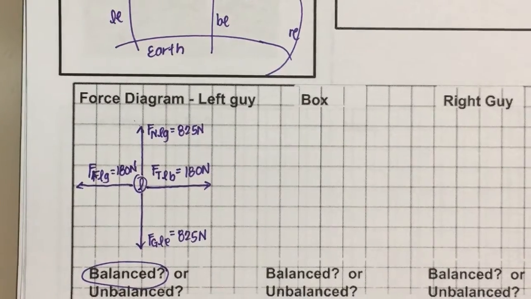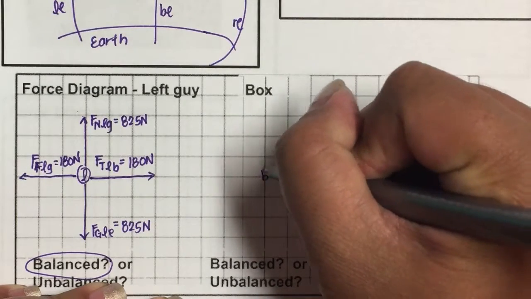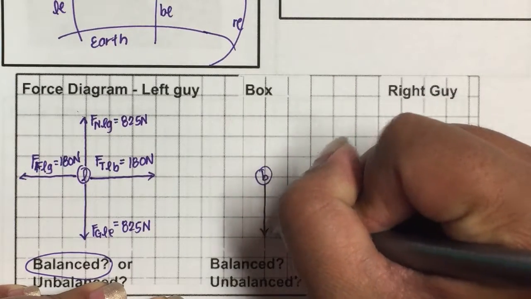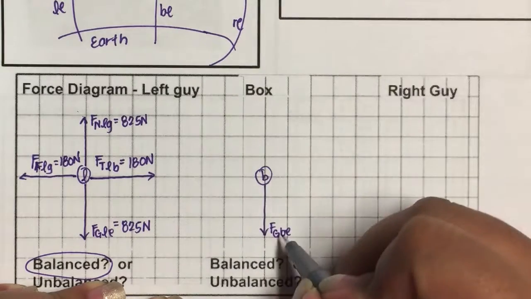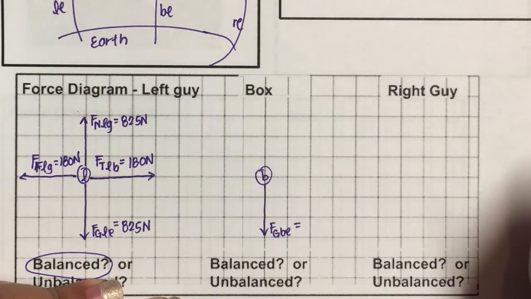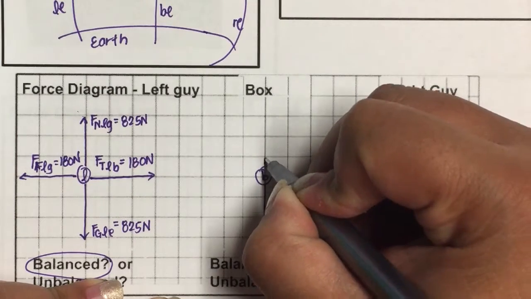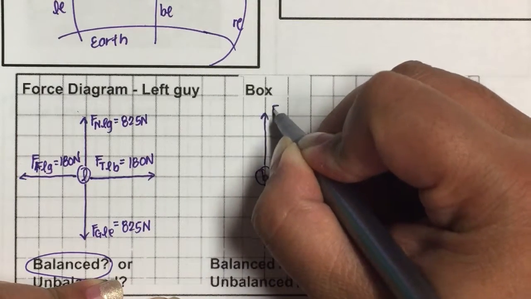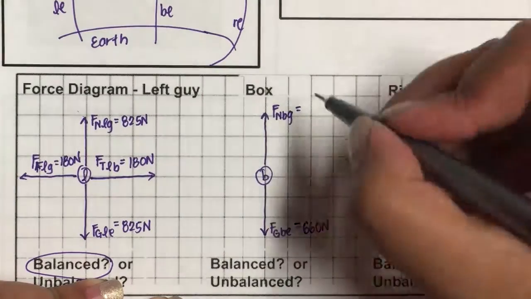Okay. The box is being pulled down by the force of gravity, or the force of gravity is pulling the box down by the earth. The box weighs 660 newtons. It is being pushed up by the ground at also 660 newtons.